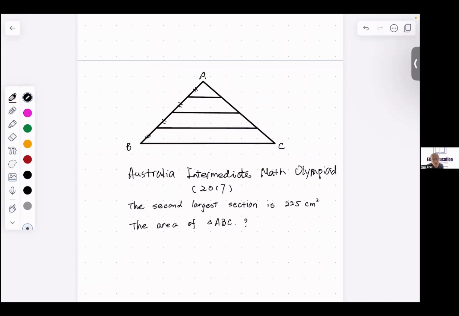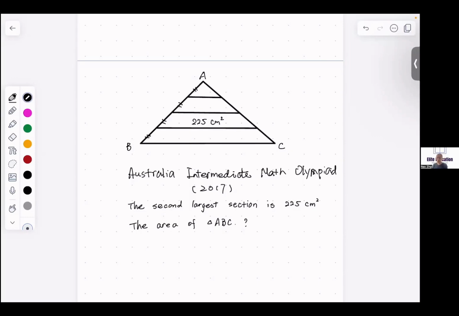So, I carefully divided this particular triangle. Along one of its sides, I precisely drew 3 parallel lines. This splits it into 4 sections. Then, it tells me that the second largest section, which is the one in the second row from the bottom on the right, is 225. So what does that mean? Actually, 225 centimeters squared. The question is asking for the whole area of triangle ABC, right?